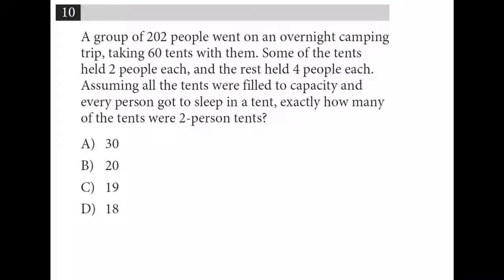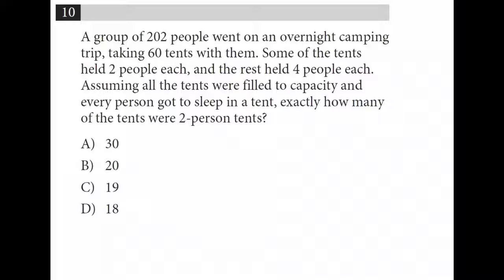Number 10. A group of 202 people went on an overnight camping trip, taking 60 tents with them. Some of the tents held 2 people each, and the rest held 4 people each. Assuming all the tents were filled to capacity and every person got to sleep in a tent, exactly how many of the tents were 2-person tents?